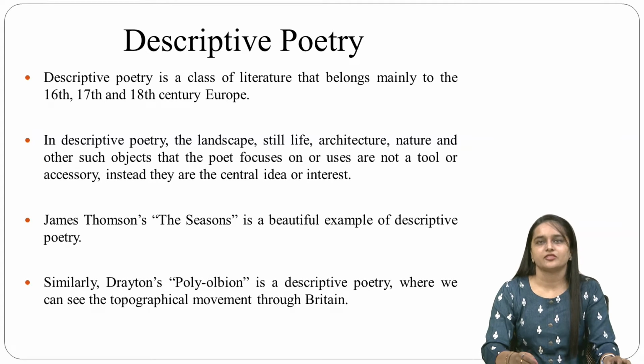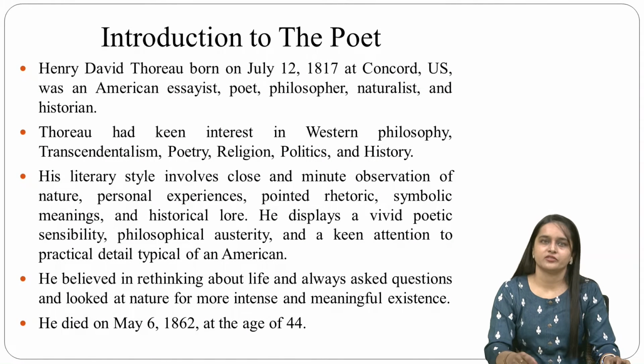For example, James Thomson's poem The Seasons is a beautiful example of descriptive poetry. Here the landscape is of main interest. Similarly, Drayton's Polyolbion is a descriptive poetry, where we can see the topographical movement through Britain. In other words, descriptive poetry is a poem which uses detailed words in order to create imagery of a person, animal, or inanimate object. Now let's move toward the introduction to the poet.